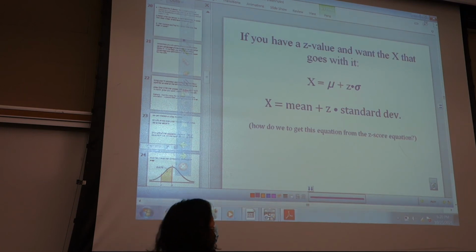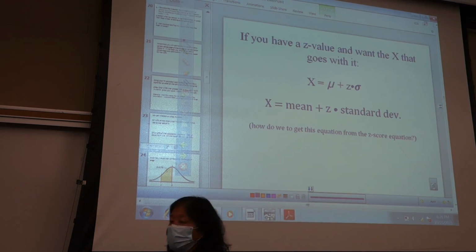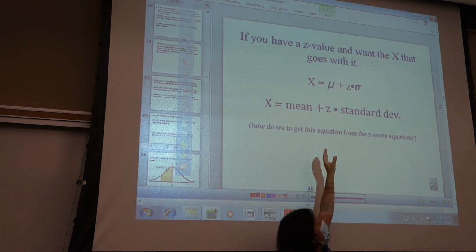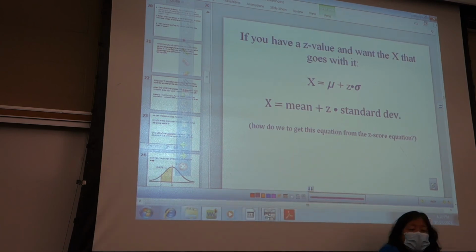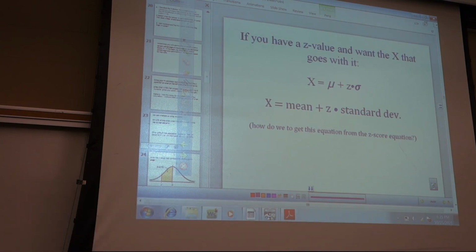So how do you find the x value that goes with that z-score? Well, what's the z-score again? It's the number of standard deviations you are above or below the mean. So you start with the mean, mu, and you add that many z standard deviations to it. Z times whatever the standard deviation is, you add that to it. That tells you your x value.